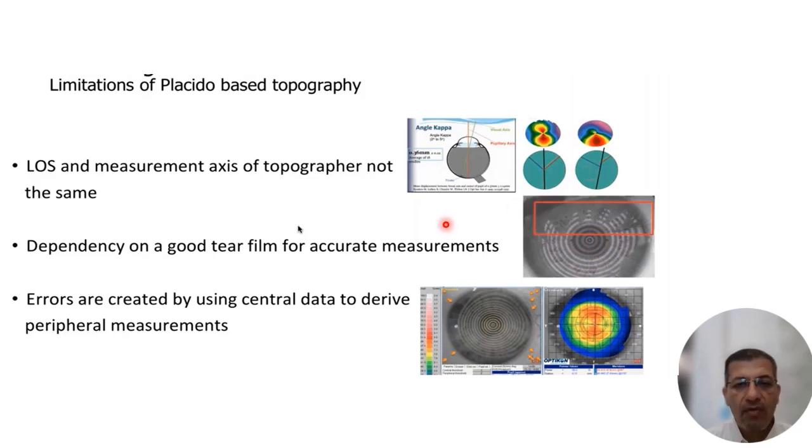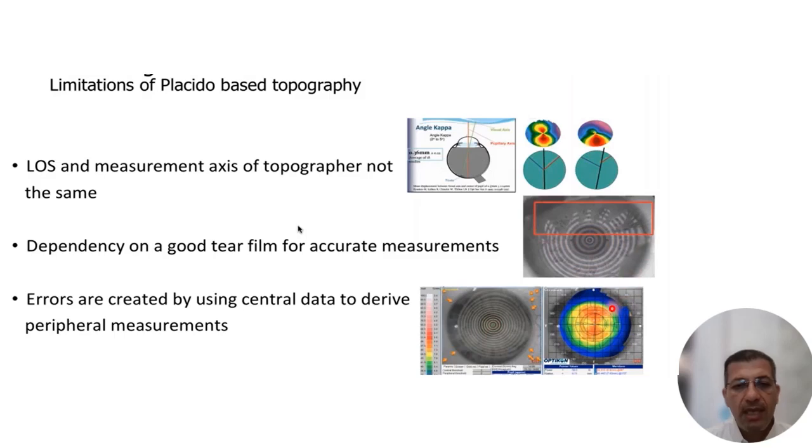The other main source of error or limitation is the tear film quality. If you have a poor tear film quality, there will be some missing data. As you can see here, the mires will not be represented or projected properly on the surface of the cornea, and the missing data will be extrapolated by the machine, and this is also another source of error. In such cases, you have to manage the tear film instability first by giving the patient some lubricants, and then you take another picture after a few days. So this is another limitation.